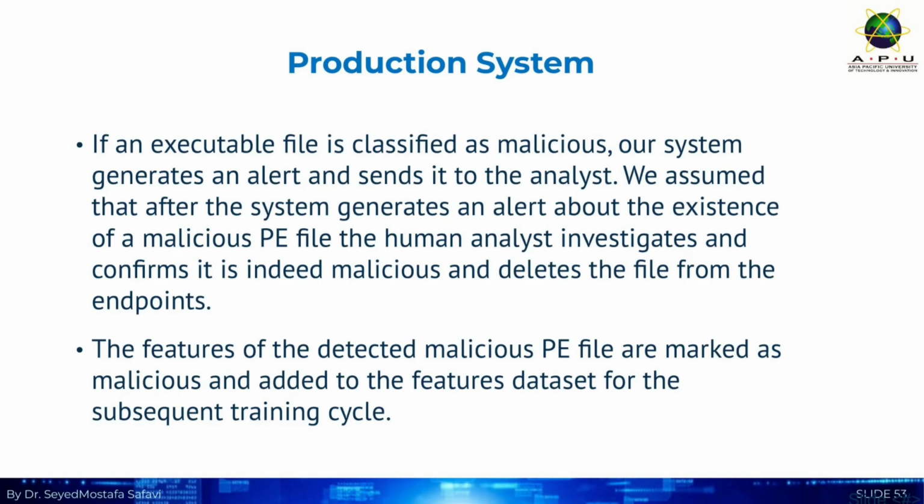Finally, the model in action, the loop. When the system flags a file as malicious, it generates an alert for a human analyst. If the analyst confirms it, the file is deleted, and its features are added back to the dataset for the next training cycle. This is a continuous feedback loop that ensures the machine learning model keeps learning and stays effective against new, evolving malware.